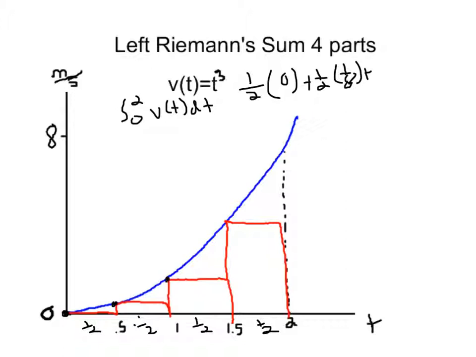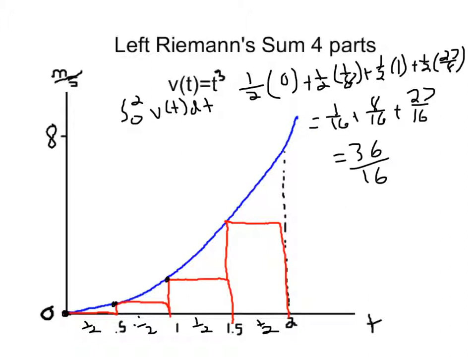plus 1/2 times 1 and 1/2 times 27/8. That estimation came out to be 36/16. But again, he had the problem. This wasn't an overestimation, this is an underestimation, because look at all the area under the curve that I'm completely not counting by doing a left Riemann sum. So same sort of problem. We don't have an accurate enough representation.